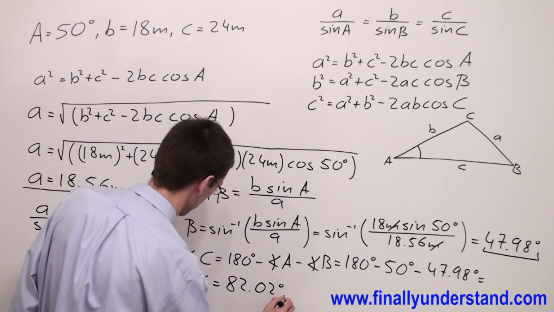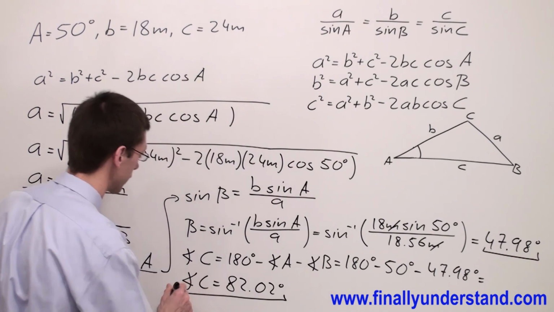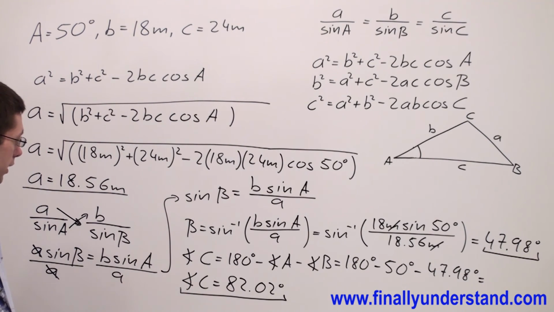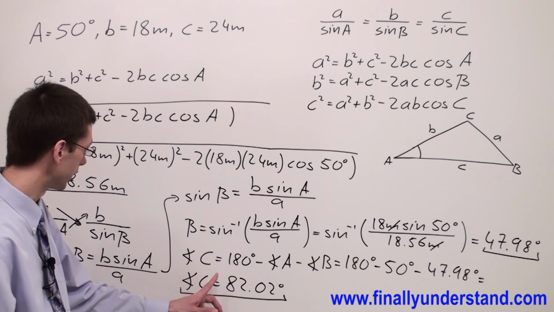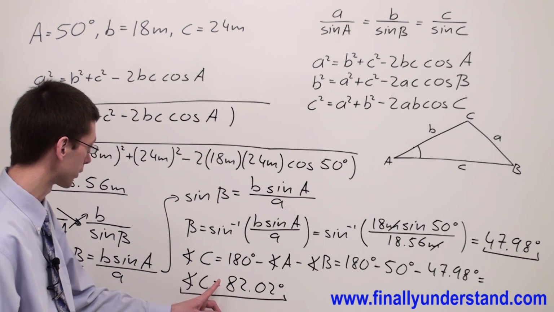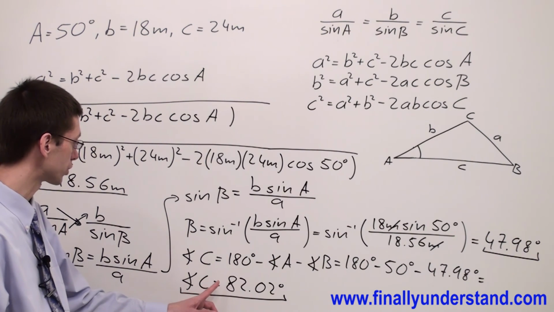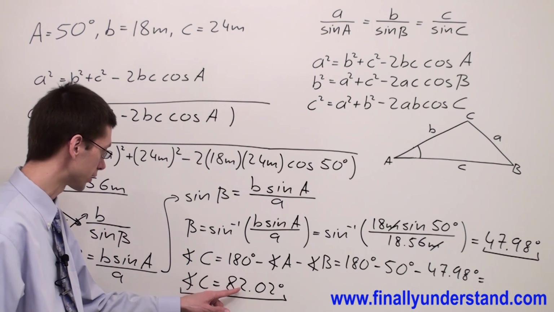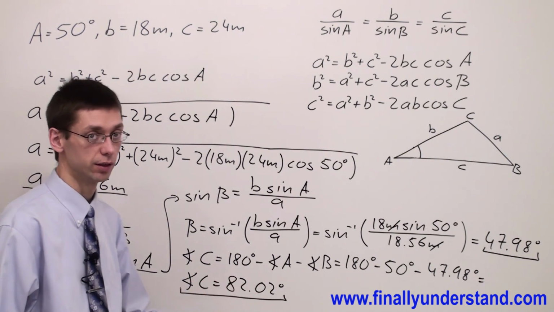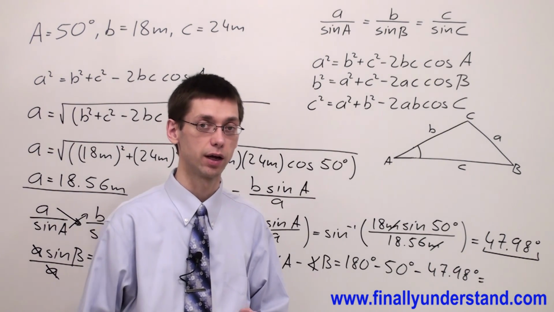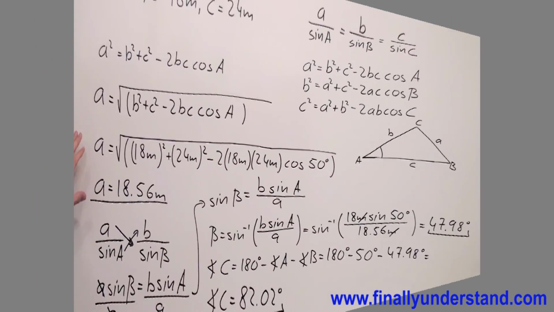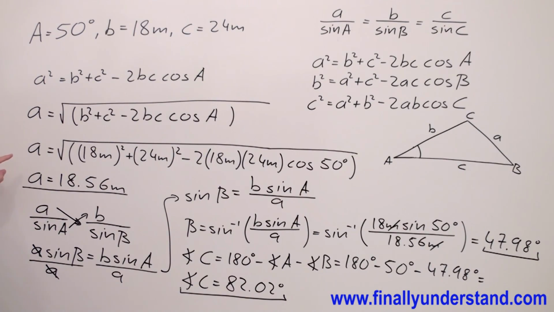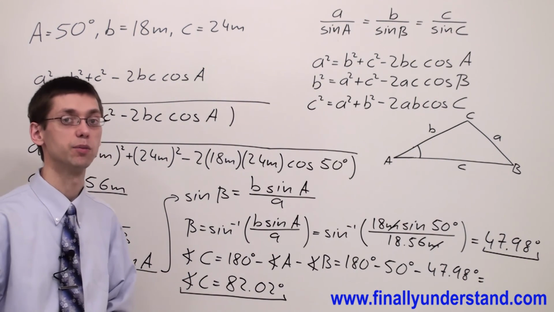82.02 degrees. Okay, so please notice that this angle is the biggest angle in this triangle. Even if this is not an obtuse angle, this is the biggest angle. So remember that the biggest angle is going to be always across the longest side. So we have calculated side A and we found angle B and angle C. We can say that the problem is solved.